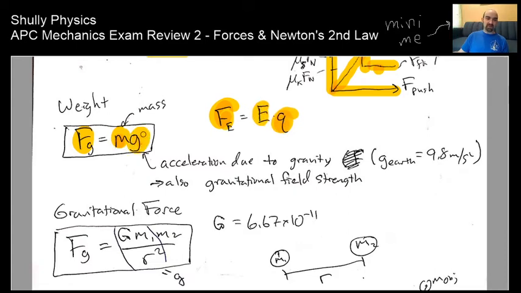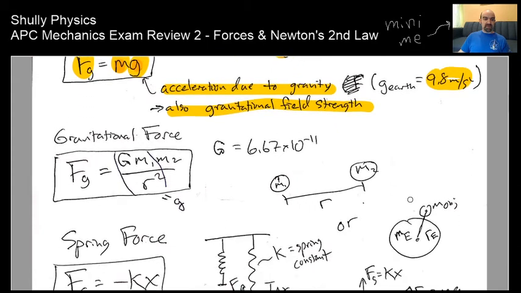So that means this little g is the gravitational field, mainly at the surface of the planet. That's generally where we use little g. So g is the acceleration due to gravity, but it's also the gravitational field strength at the surface of the planet. On Earth, it's 9.8 meters per second squared. That's always a good one to memorize.